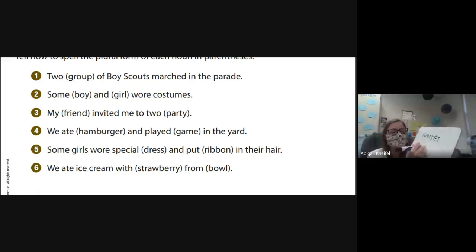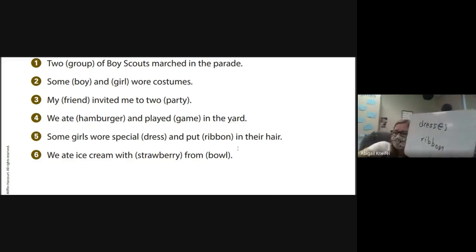And then we have ribbon. How do we make ribbon plural? Marissa, what should we do? Yep, all we do is add S. Perfect. Just plain S. And then lastly, we ate ice cream with strawberry from bowl. It should be strawberries from bowls. How do we make strawberries plural?